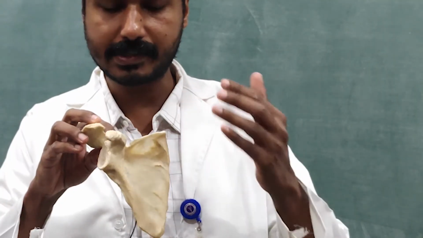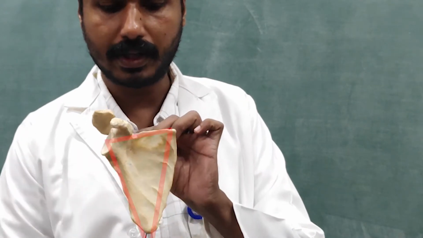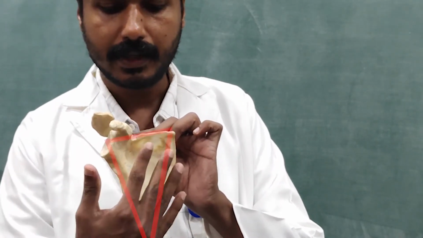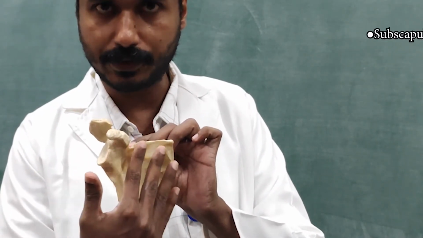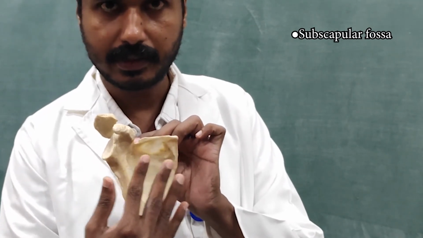Now we'll go into the features of the scapula that you need to know to understand the rotator cuff. Scapula is almost a triangular bone. This is the upper border and this is the lower angle. This is called the subscapular fossa. The subscapular fossa will be directed anteriorly.